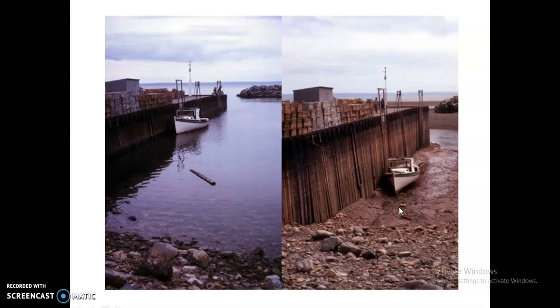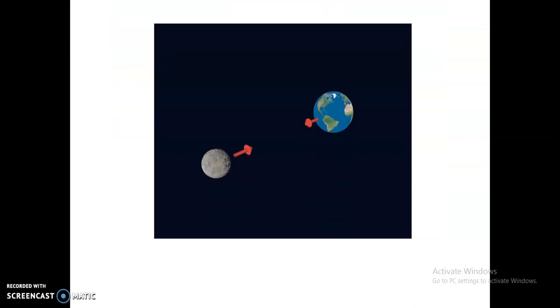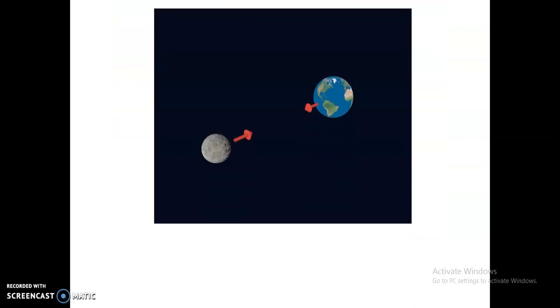Well, the answer is simple. It's gravity. See, everything in the universe pulls everything else towards it due to gravity. So, the moon and the earth also pull each other, and the moon's gravitational pull towards earth generates the force which we call tidal force, the primary reason for the tides in the ocean.